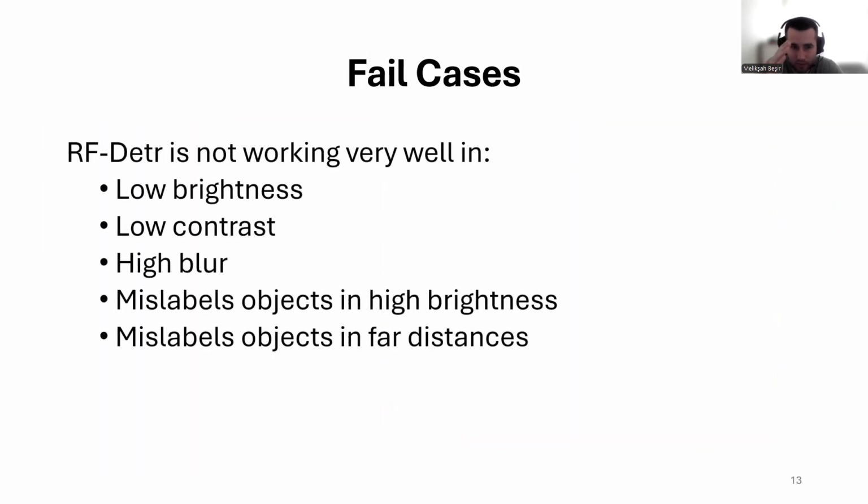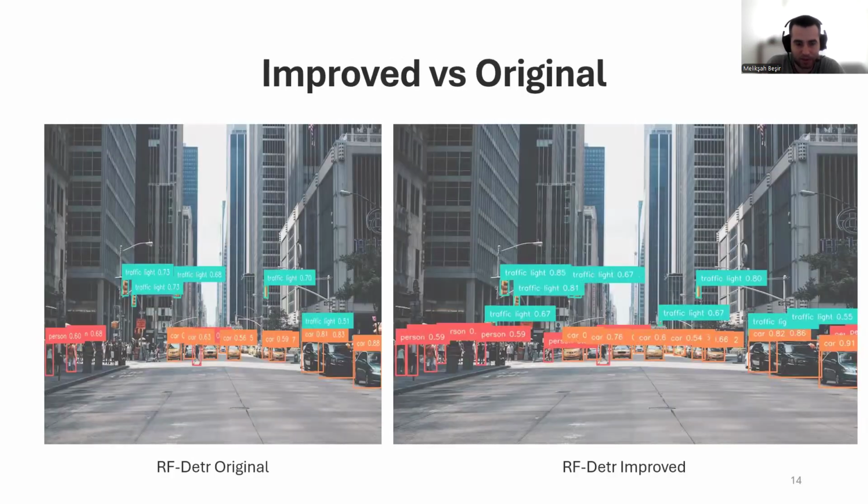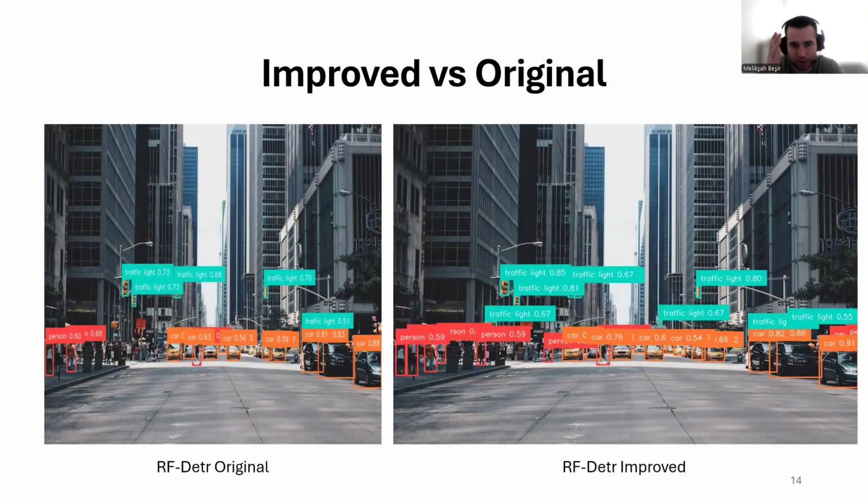RFDTR is not working well in low brightness, low contrast, especially in low contrast and high blur. Sometimes in high blur cases it finds objects, especially in photos with cars, but in blurs with the dark, high blur in dark images, it cannot detect anything and mislabels the object in high brightness or the far distances. Here's the improved versus original photo.